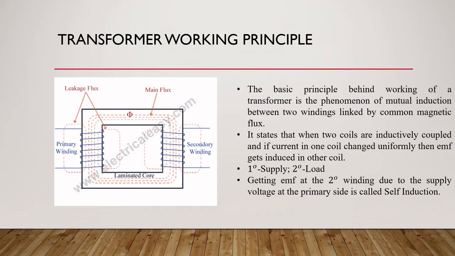So the transformer working principle. Here is the basic diagram of the transformer. So this square box represents the magnetic core of the transformer. So in between this, the dotted line represents the magnetic flux.